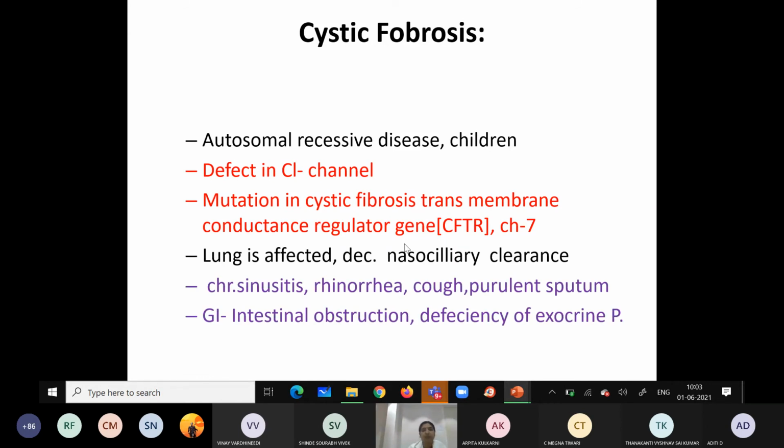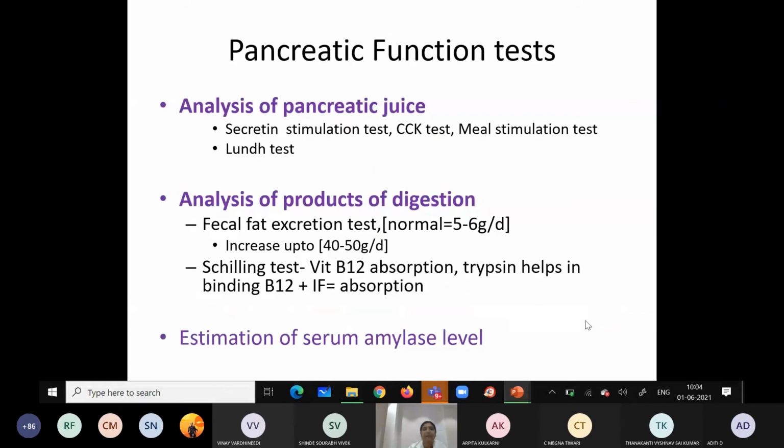Now, the most important feature of cystic fibrosis is the affected lung, where there is a decrease in the mucociliary clearance of the lung, and fibrosis of lung tissue occurs and progresses, and the person lands into intestinal obstruction and exocrine insufficiency.